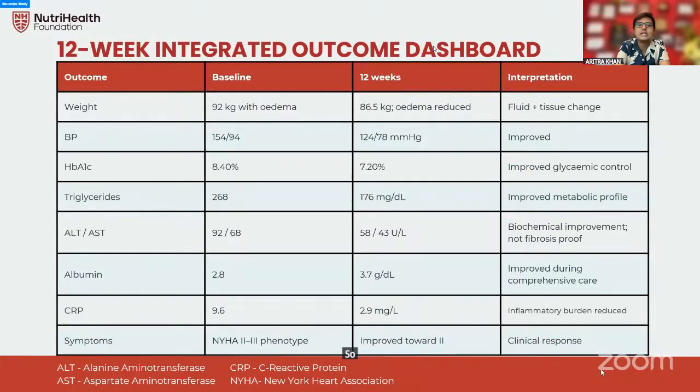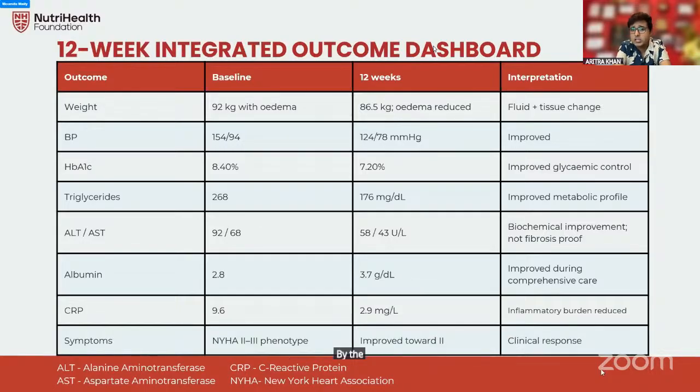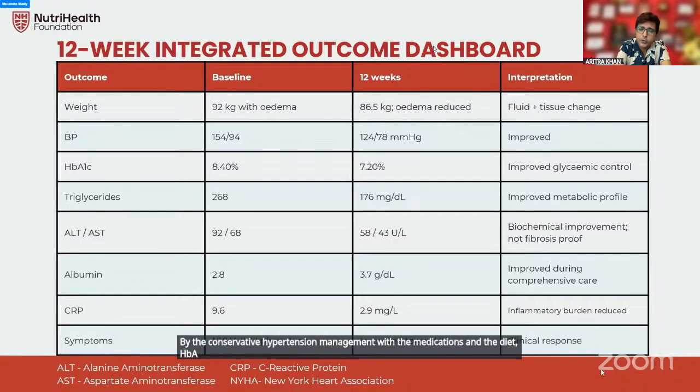So the 12-week integrated outcome dashboard: weight 92 kg with edema at the start, then after 12 weeks 86.5 kg, edema reduced, fluid and tissue change. BP 154/94, now after 12 weeks 124/78 by conservative hypertension management with the medications and the diet. HbA1c 8.40, now after 12 weeks 7.20, improved glycemic control. We have seen that SGLT2 inhibitor and biguanide were on.